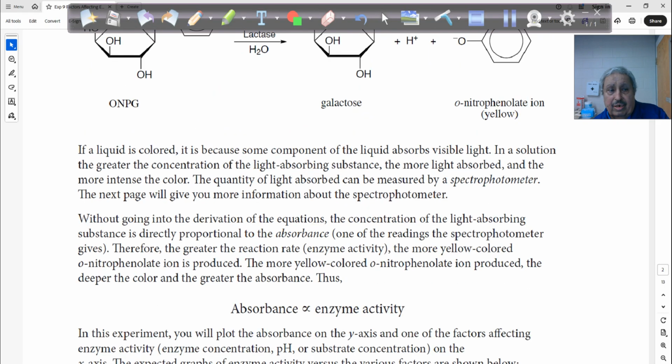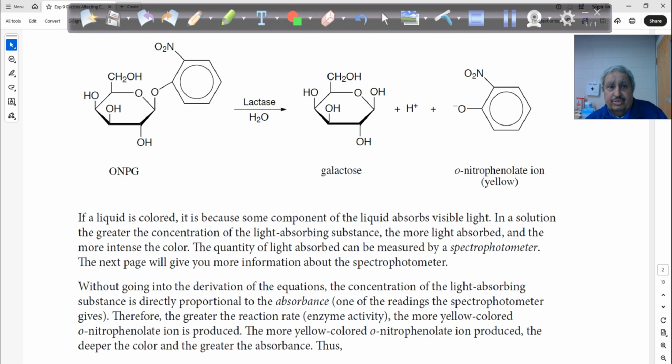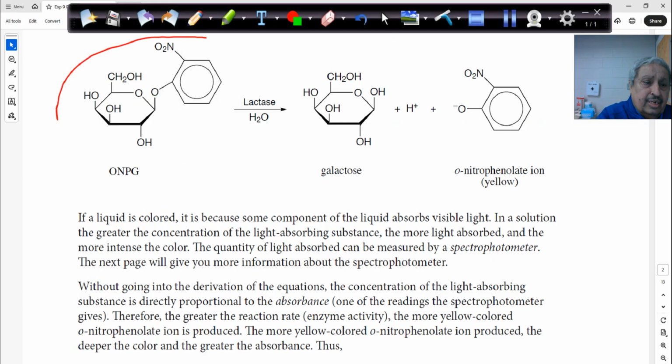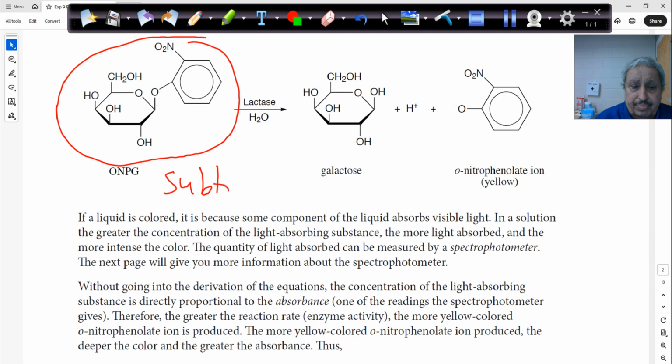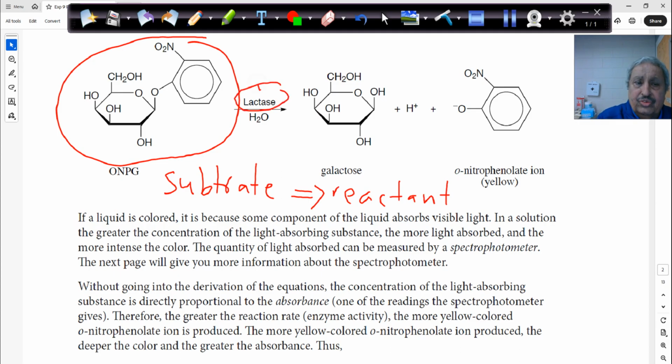This is our substrate. I tell you what our substrate is. This is our substrate, which is equal to reactant. Okay, guys, and the enzyme we are using, lactase. That's the enzyme.